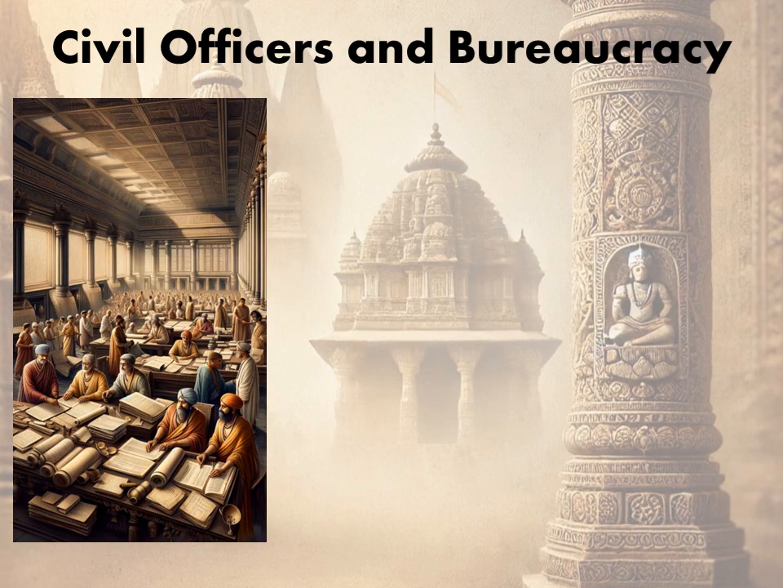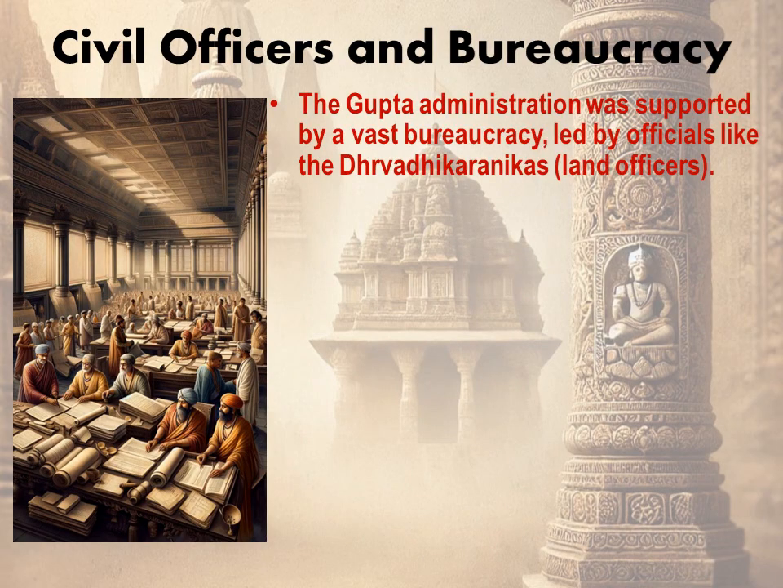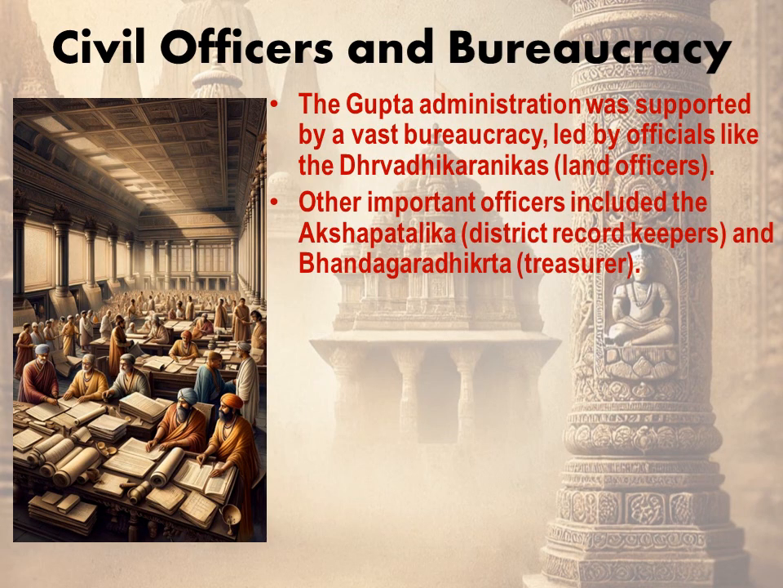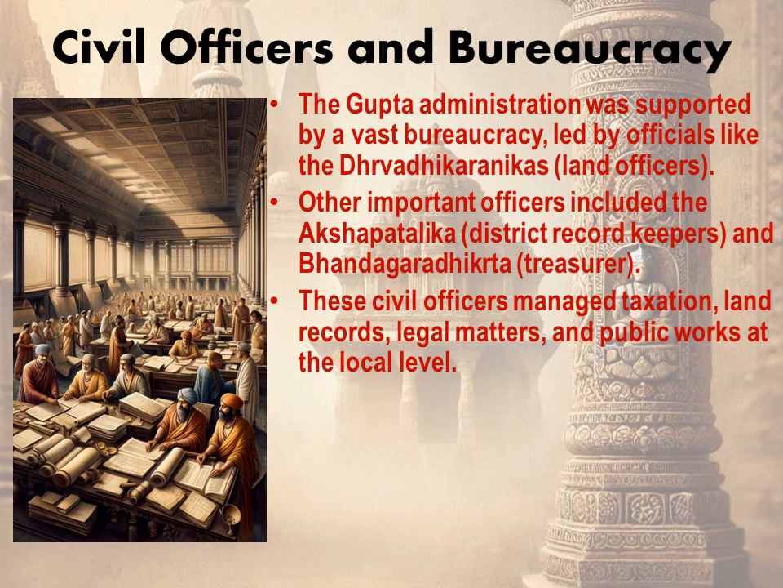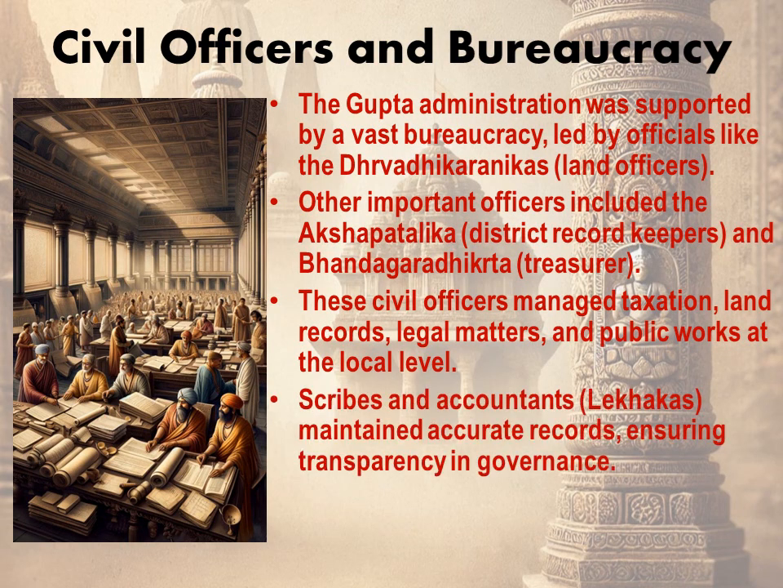Civil officers and bureaucracy. The Gupta administration was supported by a vast bureaucracy led by officials like the Dravyadi Karanikas, who are the land officers. Other important officers included the Akshapatalika, district record keepers, and Bhandagaradhikrita, which is the treasurer. The civil officers managed taxation, land records, legal matters, and public works at the local level.